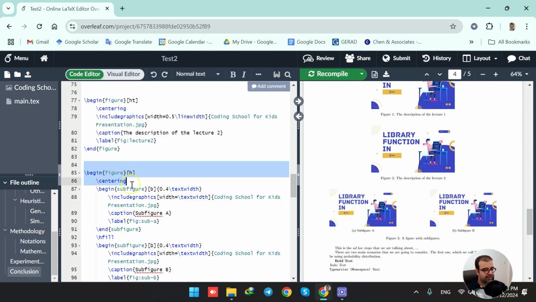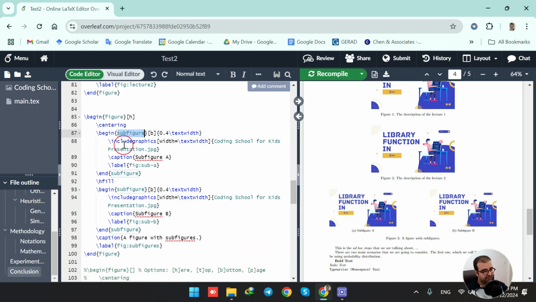Here we start with begin centering and we have begin subfigure. When we have the begin subfigure, it means that there are at least two figures that are going to be side by side, or they are being included in one figure part as two subfigures. Because if two images are too large, they're not going to be side by side, but they are going to be vertically attached.